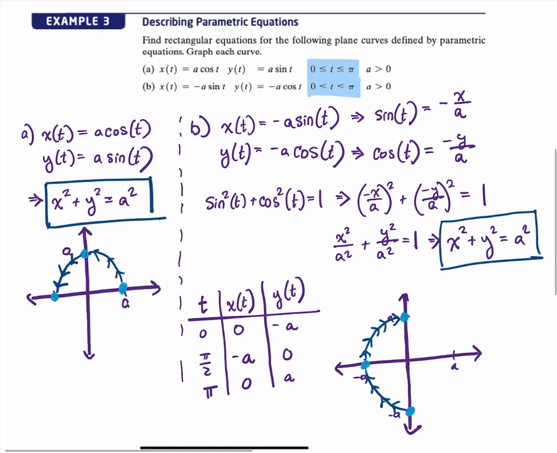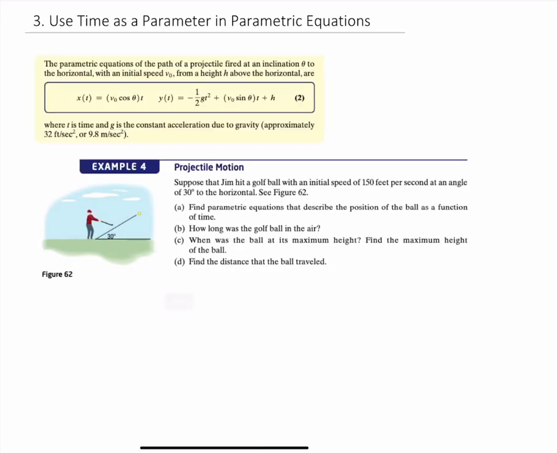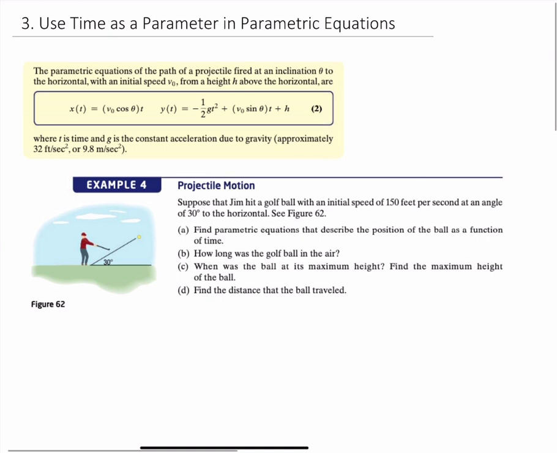So let's see an application question. So this is us using time as a parameter in a parametric equation. So they give us some parametric equations that define the path of a projectile. You might have seen this if you're taking a physics class. So they give us two equations, one for the horizontal distance. So if we have some projectile, it travels some horizontal distance, and then it has some vertical distance for each point that we can identify on there.